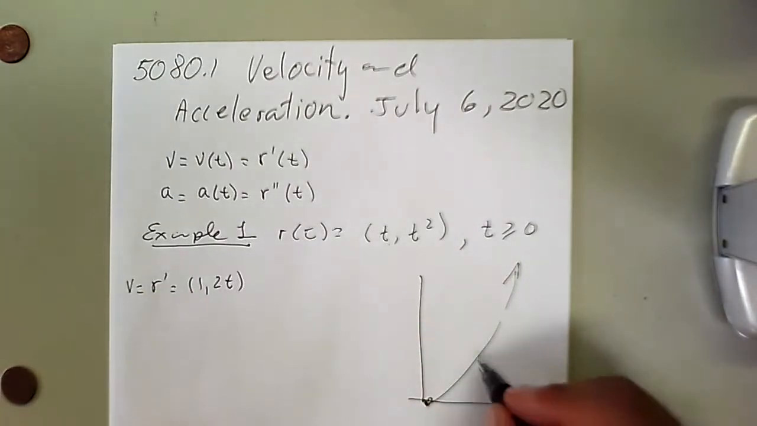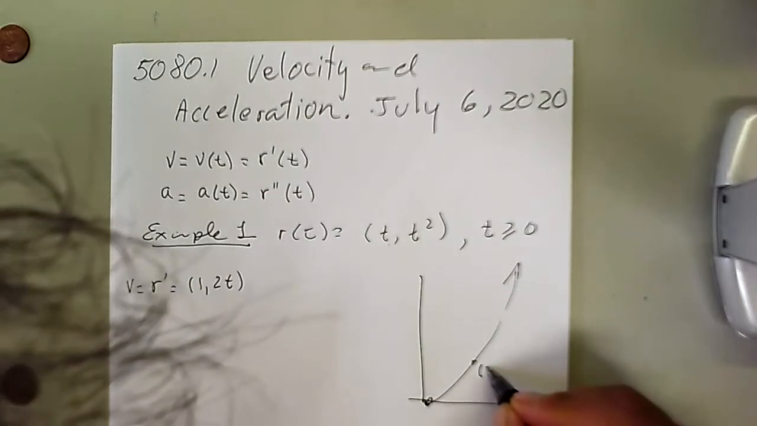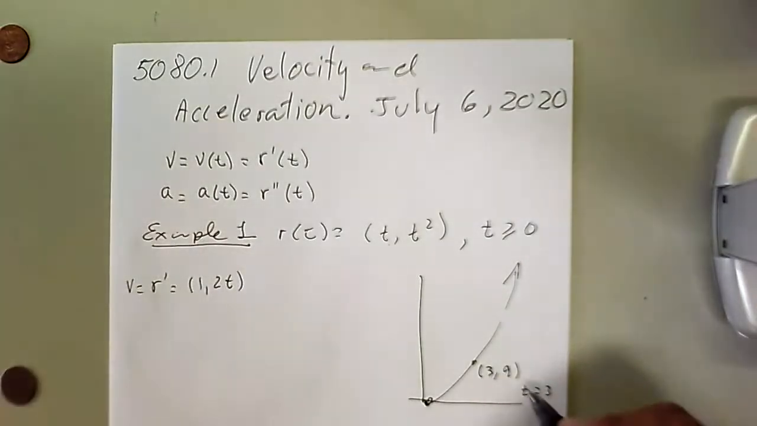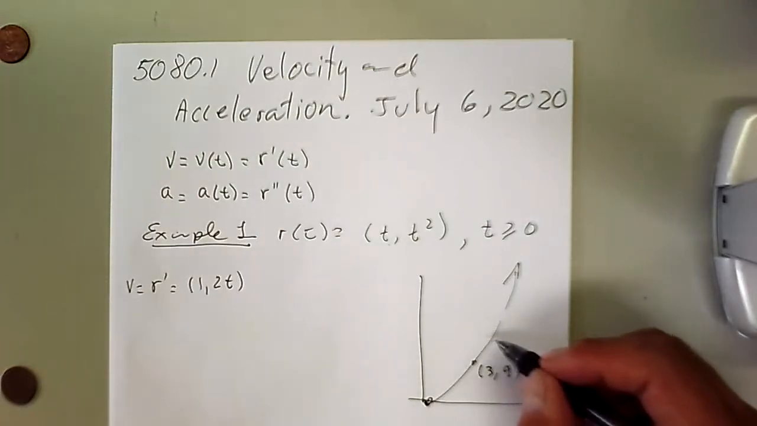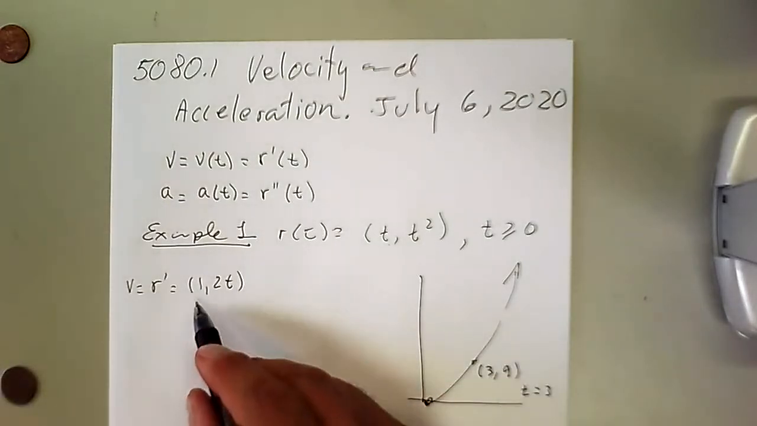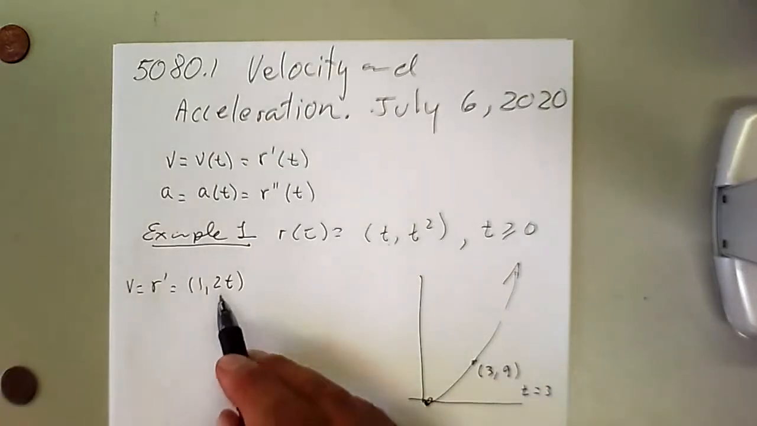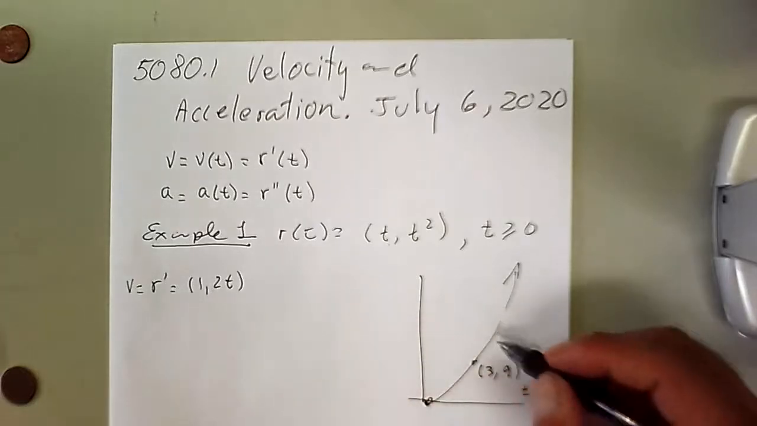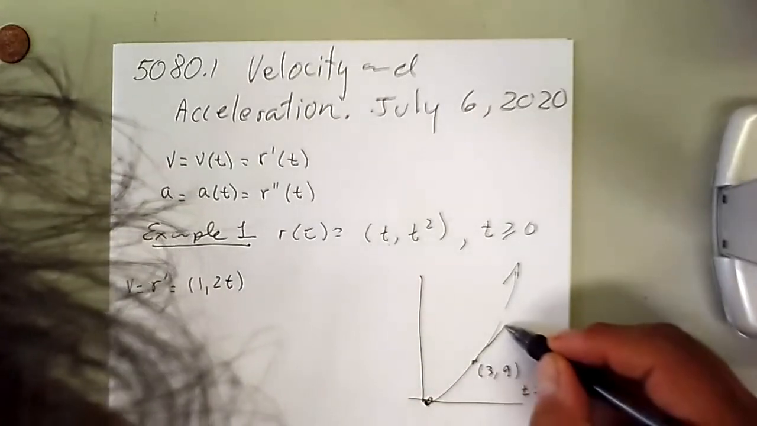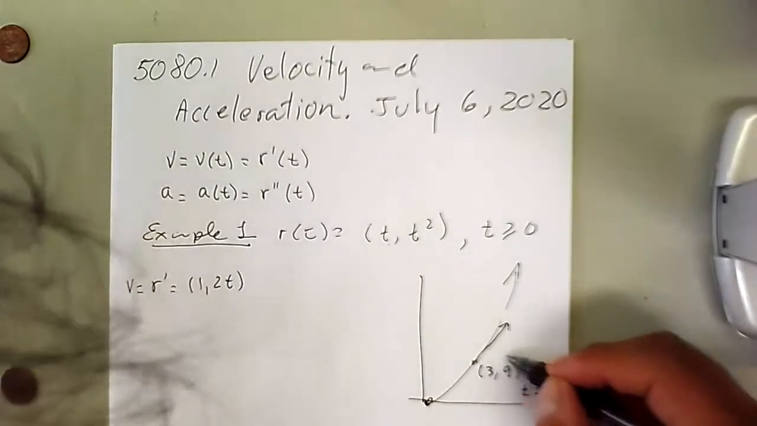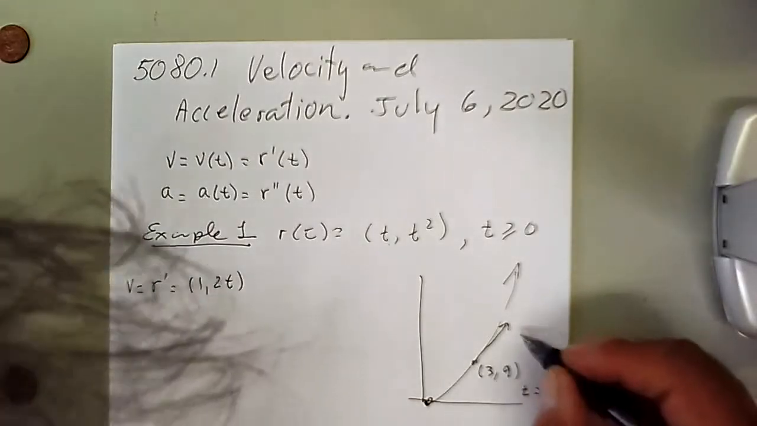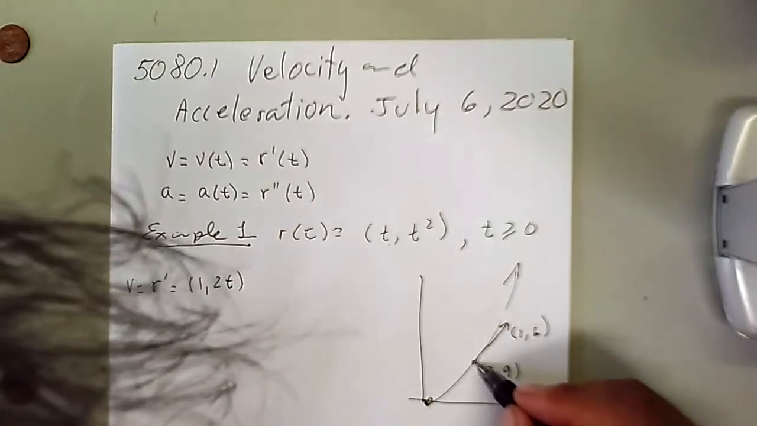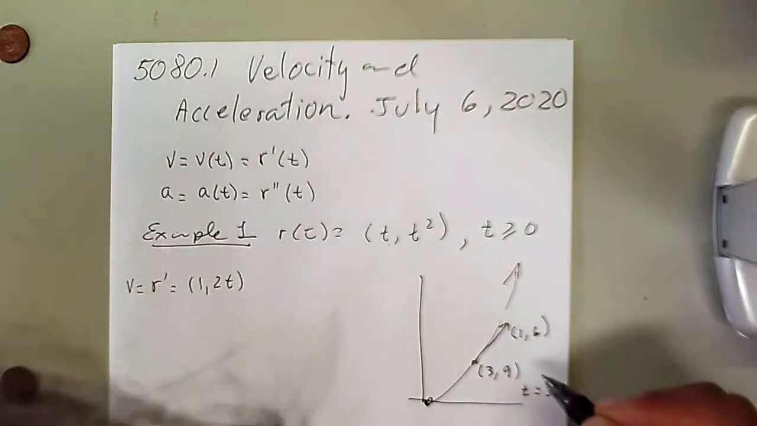So if you are at 3, 9, so that is the position, 3, 9, which means that t is equal to 3. Then we have a velocity, which is, in this case, when t is equal to 3, the velocity is 1, 6, because t is 3. So 1, 6 would be a vector 1 and 6 units up. This is not proportionally correct, but it is 1, 6. So this would be the vector 1, 6, starting from this point, 1 forward, 6 up.